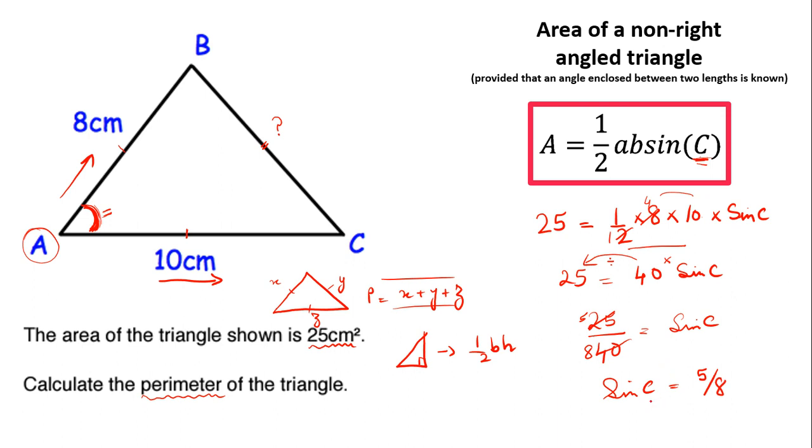Now, I have to find my angle C. So for that, I got to isolate my C, or I need to make the C my subject. So the sine has to go to the other side. And when sine goes to the other side, it always turns into something like this: sine minus 1. The sine minus 1 is known as sine inverse. So C is going to be equal to sine inverse of 5 upon 8.